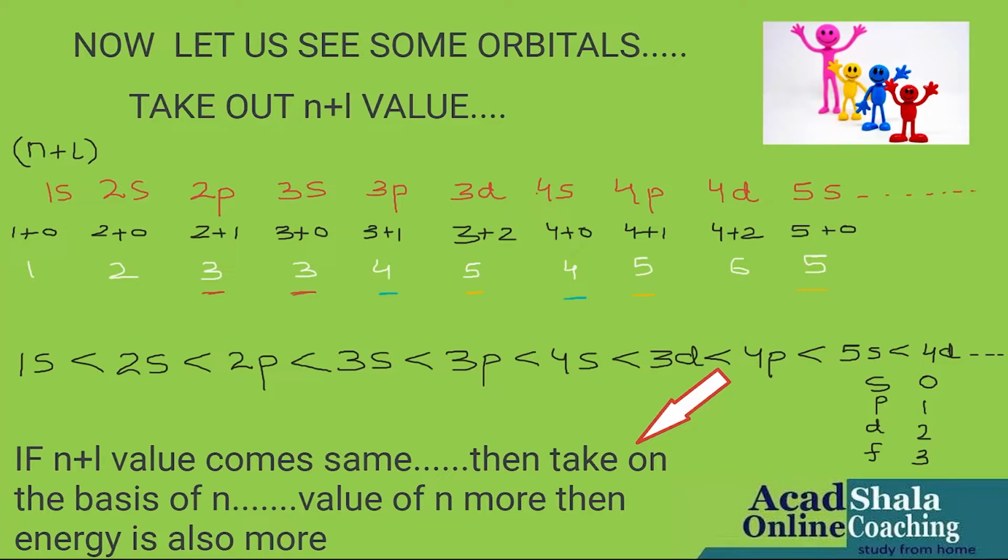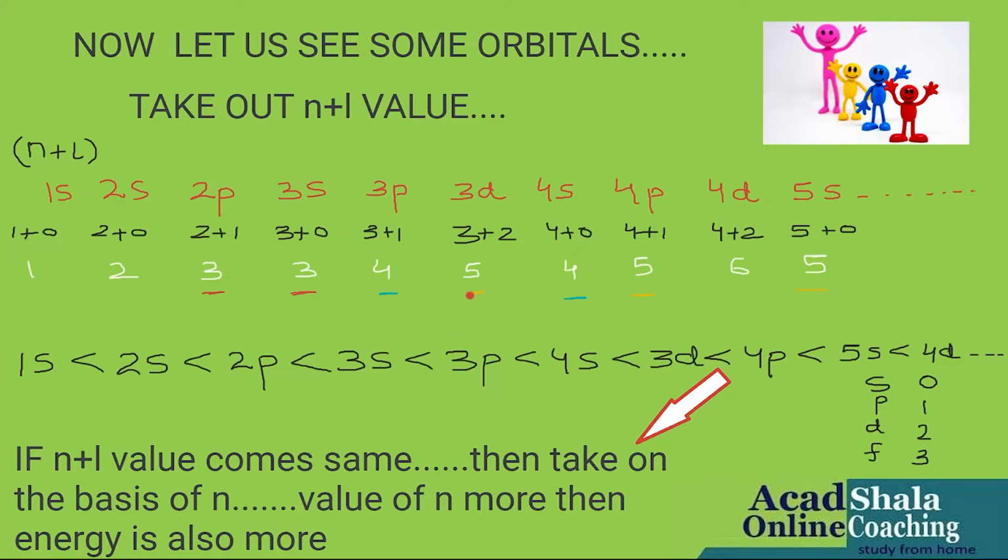So in this case, it is coming out to be 4. In this case, it is coming out to be 3. So which orbital is having the lower energy? This one, because the n value is less than this. So which orbital will be filled up first? That is 3p will be filled up, which I have written over here, and then 4s will be filled up. Clear, children?